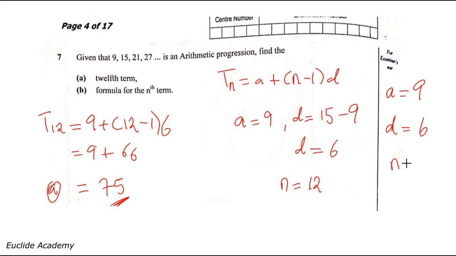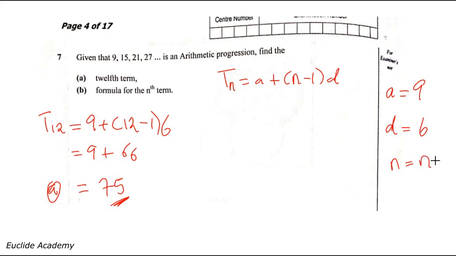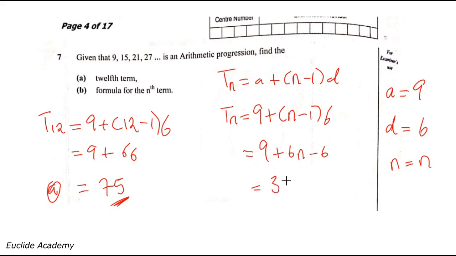I'm going to put it here. I'll say A is 9, then D is 6, and then we have N for nth because we don't know, so it's the nth term, or we just put n. I might just say n is for n. We have the nth term is equal to 9 plus n minus 1 multiplied by D, which is 6. So we can go ahead and simplify this.